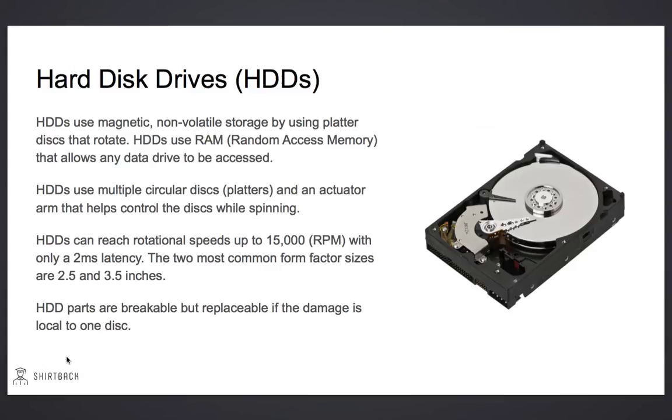Hard disk drives can reach rotational speeds up to 15,000. The two most common form factor sizes are 2.5 and 3.5 inches. Hard disk drive parts are breakable, but replaceable if the damage is local to one disk. If multiple disks are damaged, we need to get a new hard disk drive.